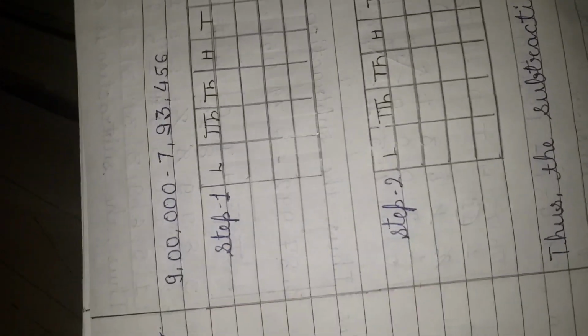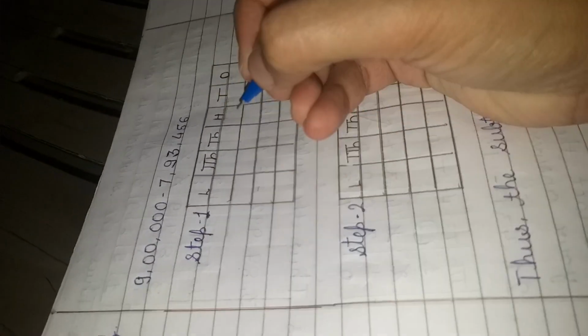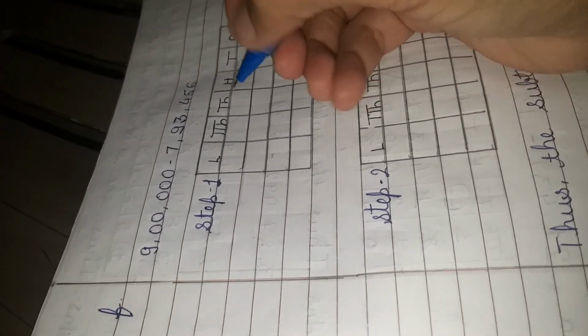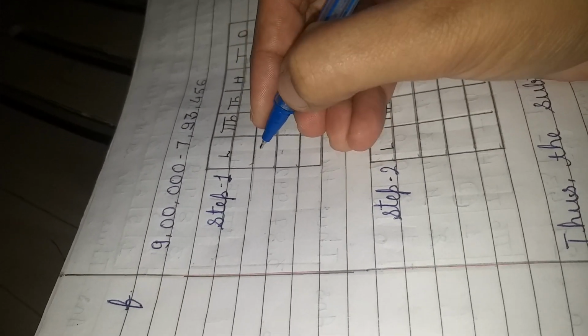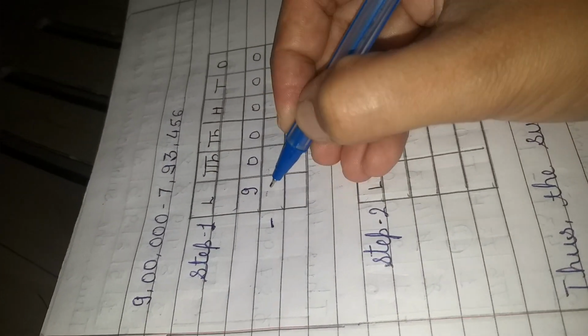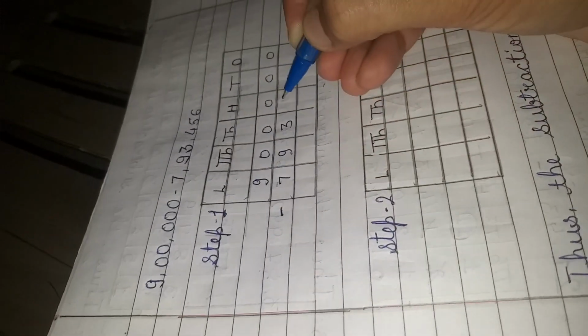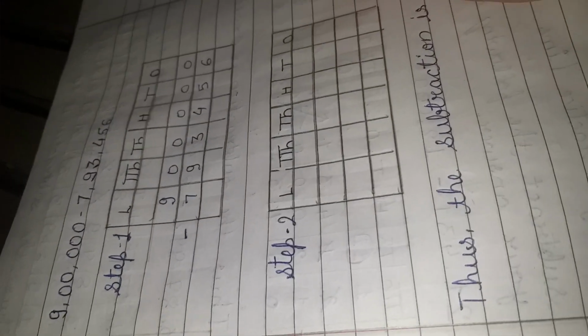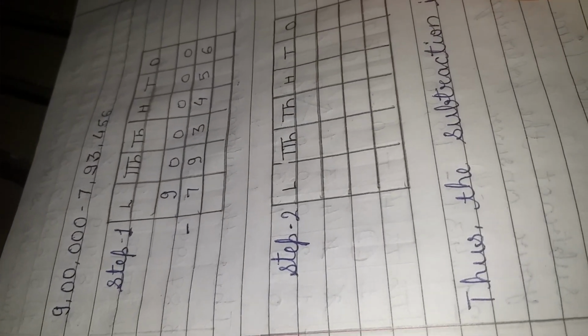Okay, so students, now we are going to solve the F example, that is 9 lakh minus 7,93,456. So students, now what we are going to do? The first step is subtraction and the second step is addition. So let's subtract 9 lakh minus 7,93,456. Okay. So now students, we are going to subtract here.